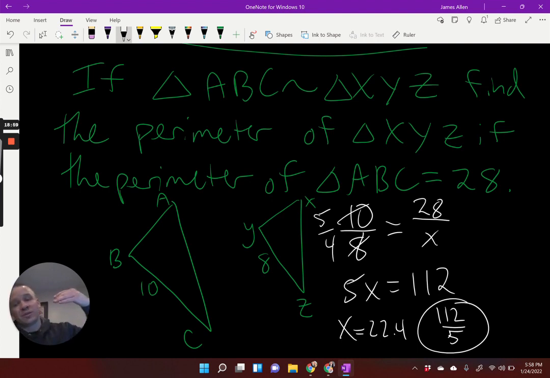Sides are proportional, so then their perimeters are also proportional. That does not apply to area in the same way. There is some similarity aspect, but it's not linear like that. It's not the same exact thing.